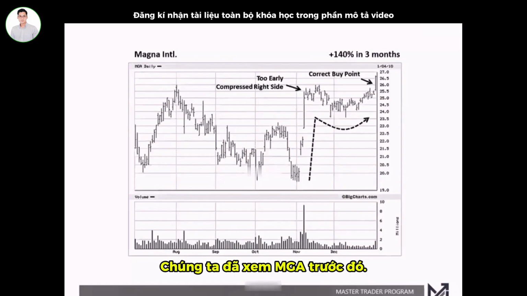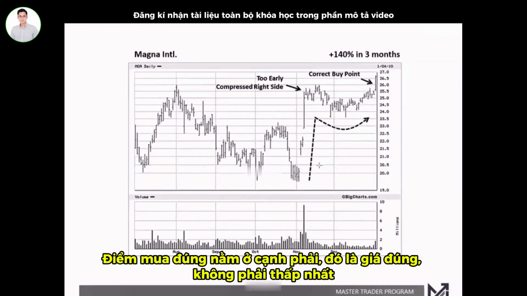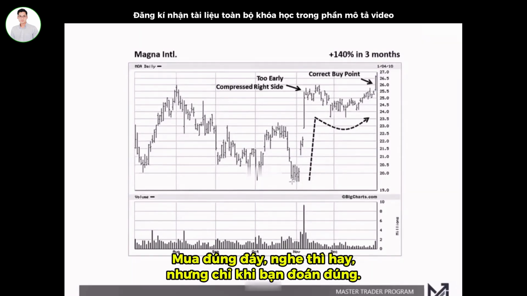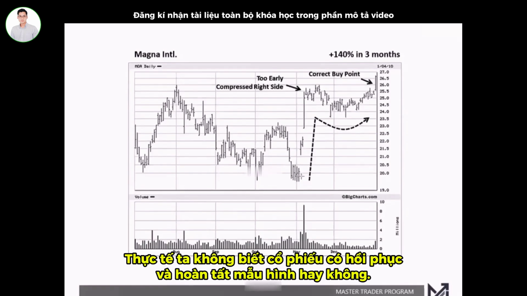So again, we looked at this MGA before, and you see the correct buy point is on the right side right here. See, that's the right price. Right? Not the lowest price. That's the right price. And you could say, well, what if I bought it down here? Well, that's great if we had a crystal ball, but we don't know that this stock is going to take off up this right side. And we don't even know if it's going to set up. So we've got to wait.